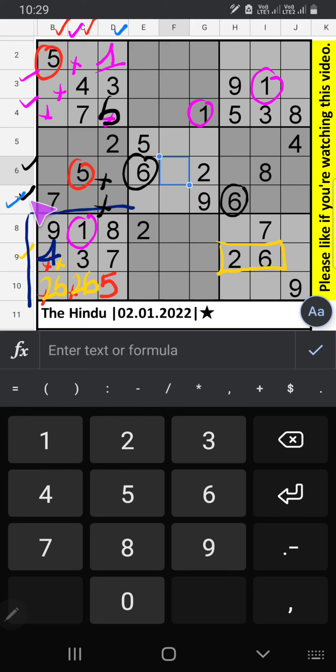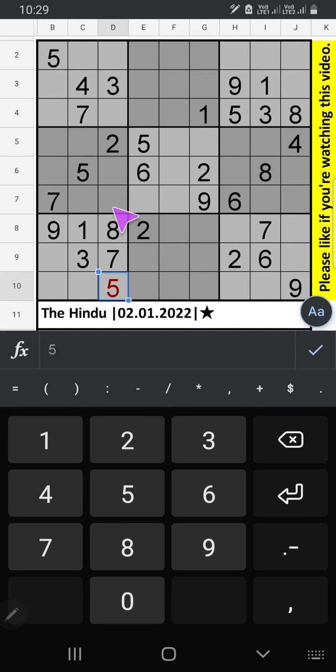6 is confirmed here. Column D, 2 numbers are remaining, 4 and 9. In the 7th row we have 9. So 9 can't come in this cell. 9 is here, 4 is confirmed here. Column C, we have 1 and 3. 1 and 3 can't come in this cell. 1 and 3 will come in both the cells. We will confirm later.